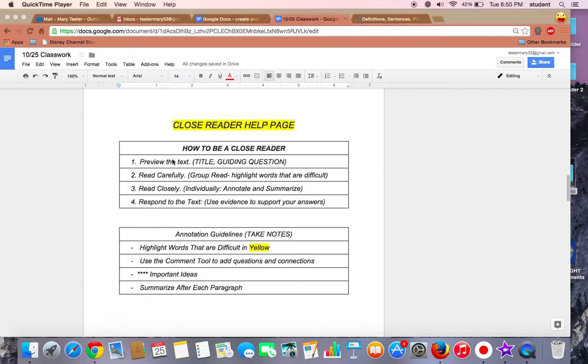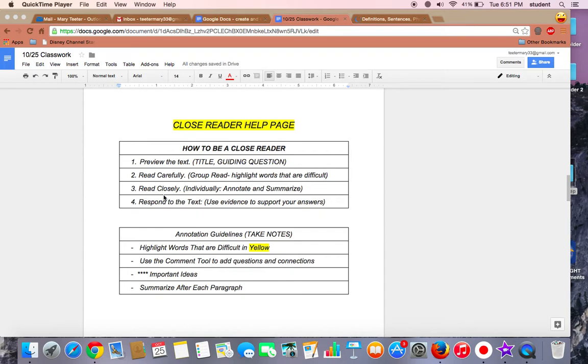This is your help page that you'll take when you close read a passage. You will preview the text by looking at the title and the guiding question. You will read it carefully, highlighting words that are difficult. You will then reread it closely, annotate and summarize, and respond to the text using evidence to support your answers.